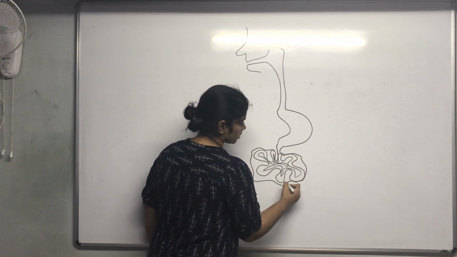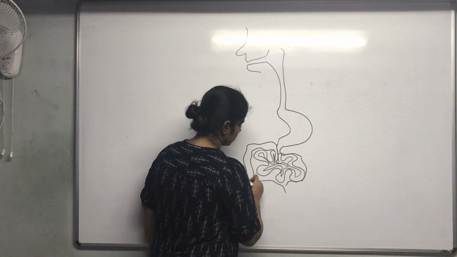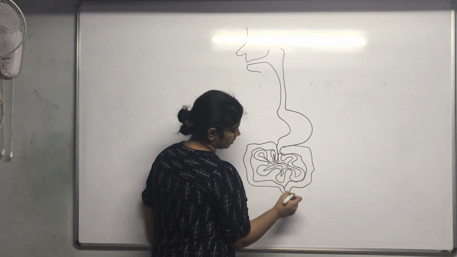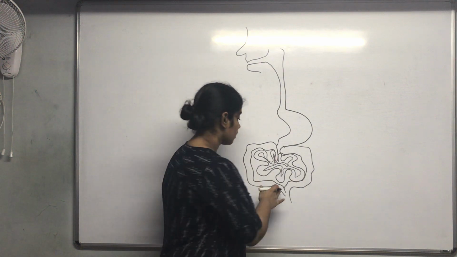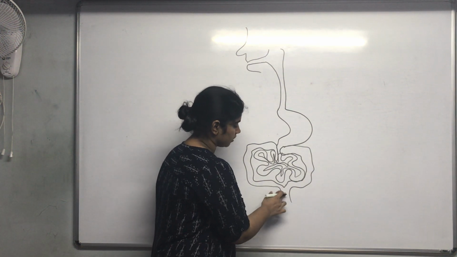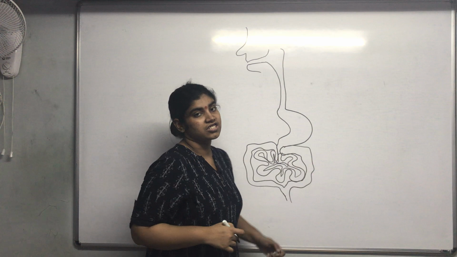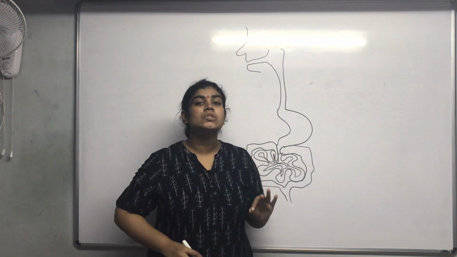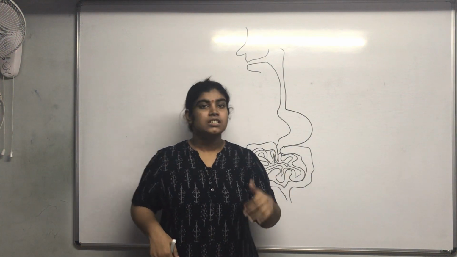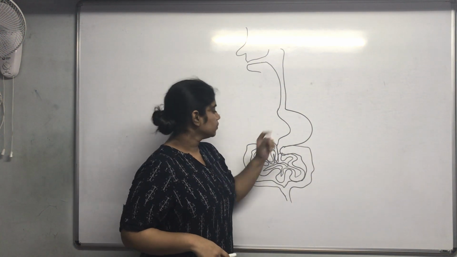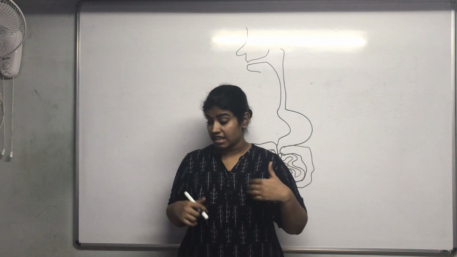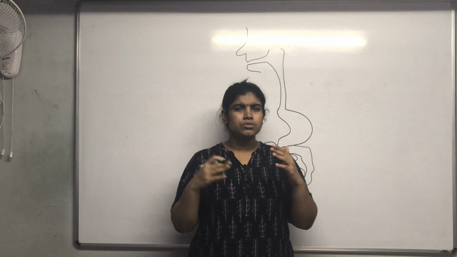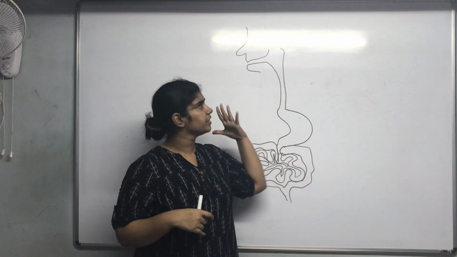So this is the small intestine and large intestine respectively. Now if I talk about the whole thing, the opening of the large intestine is known as the anus. The whole thing together constitutes the alimentary canal, starting from the mouth up to the stomach, the small intestine and the large intestine. Now we will come on to the roles of each and every part, okay.